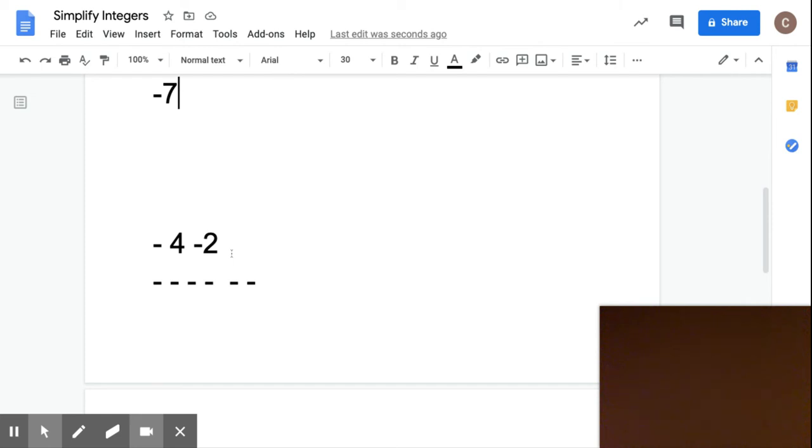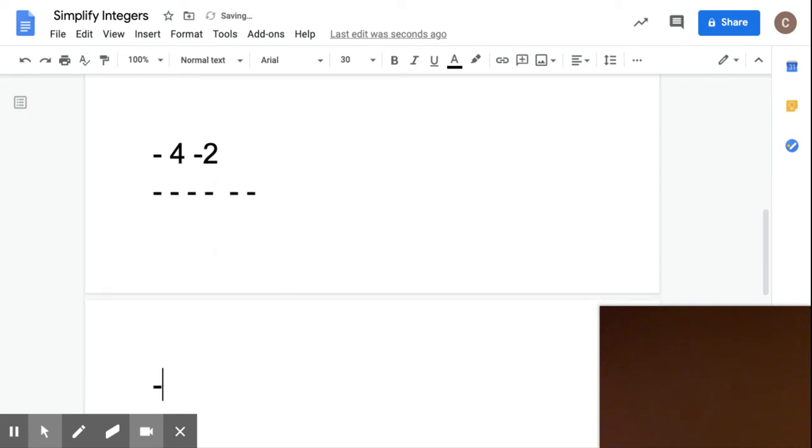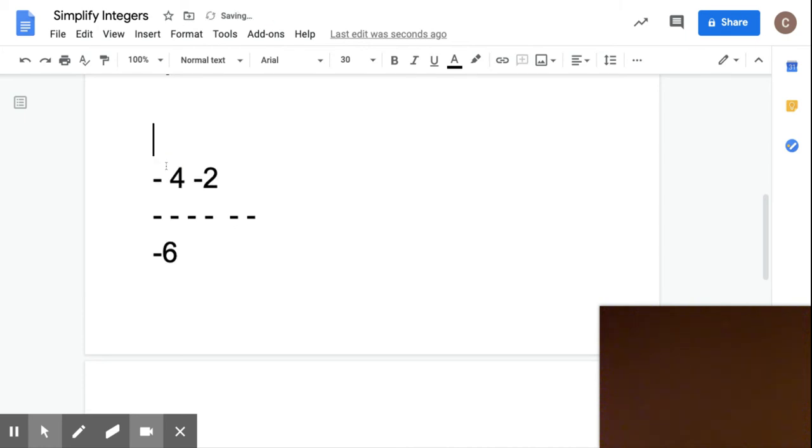-4 minus 2. Do I have more negatives or positives? You're right, we only have negatives here. I have 4 negatives and I have 2 more negatives, so my final answer has to be negative. It's simply -6. Does that make sense when you're simply combining, looking at what you have?